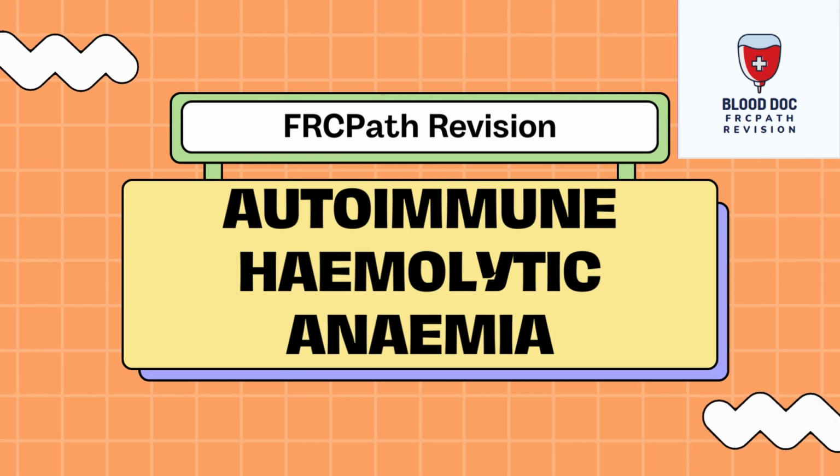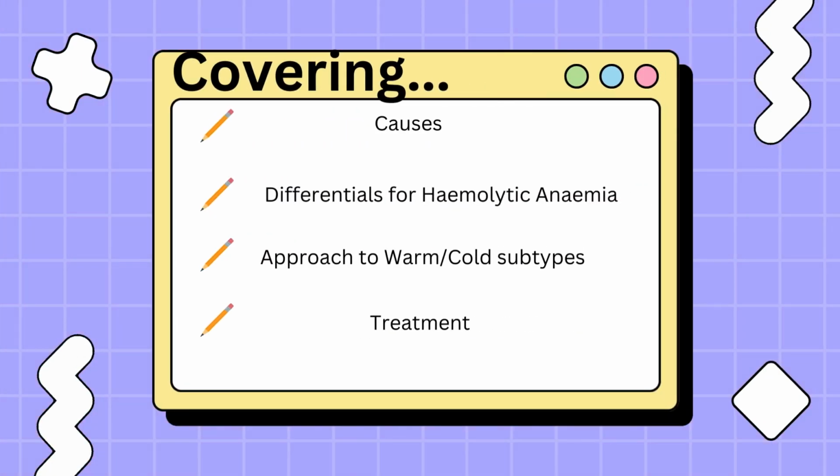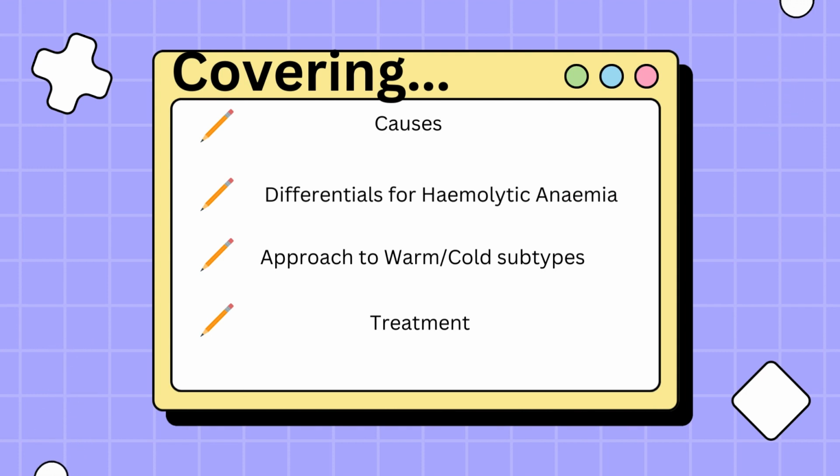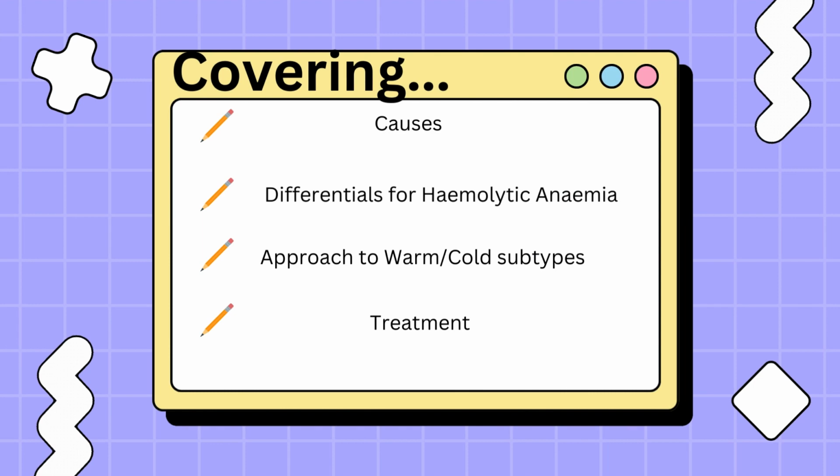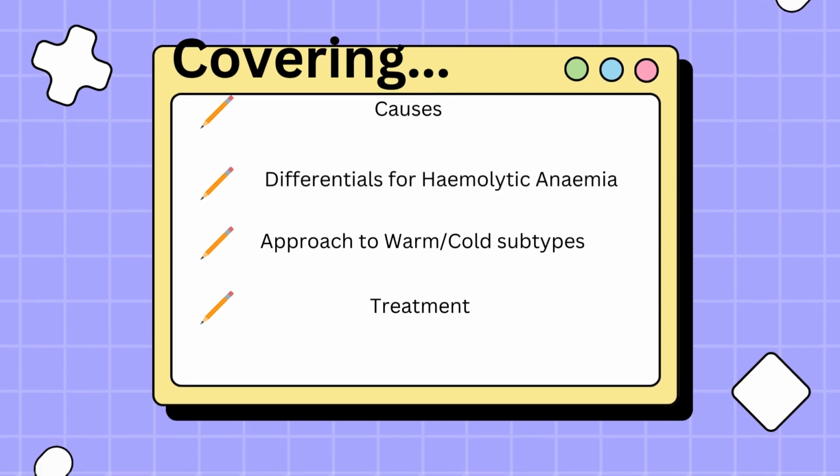My name's Harry and I'm a Haematology Registrar, and this is intended as a revision resource for other registrars studying for the FRCPath exams. It's based on the BSH guidelines and it will cover the basics of hemolytic anemia, the different types, additional investigations you need to do, what to do in an emergency and how to treat it normally.